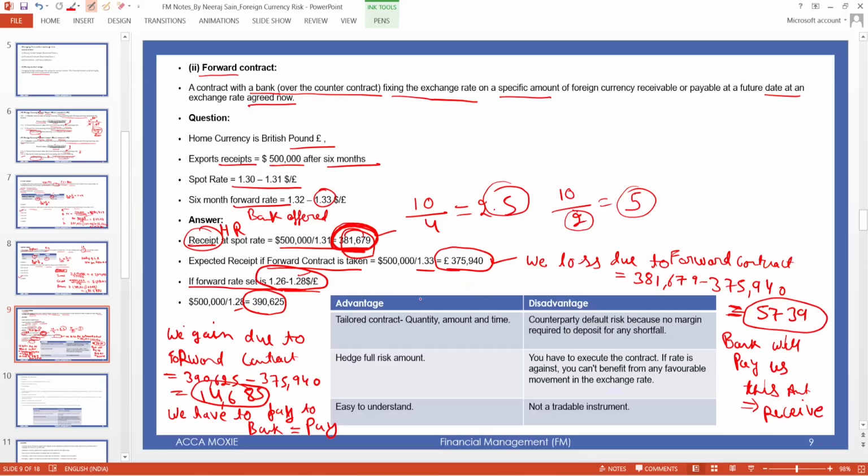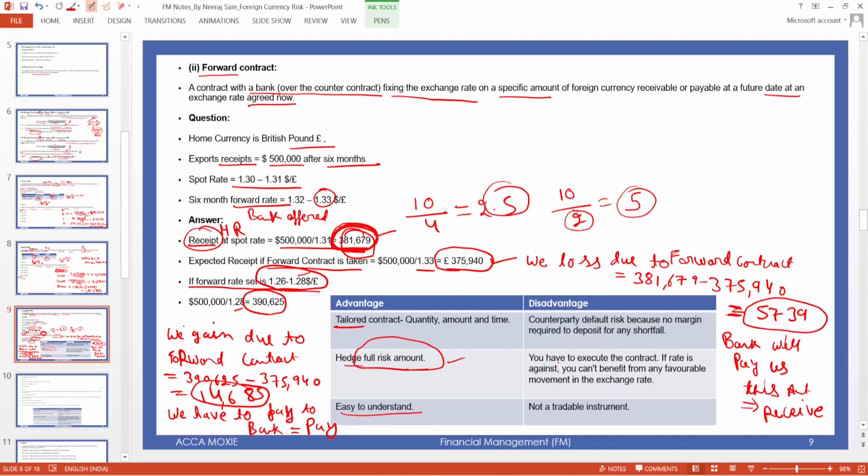Okay, what are some advantages and disadvantages? It is a tailored contract, you can hedge the full amount. Because futures and options are exchange traded, there is a lot size, so you have to buy that full lot size or you cannot buy, right? But in case of a forward contract, you can hedge any amount, right? So you can hedge the full amount.